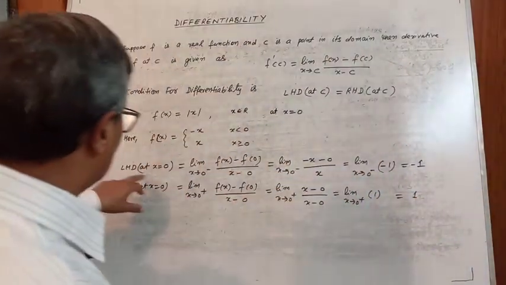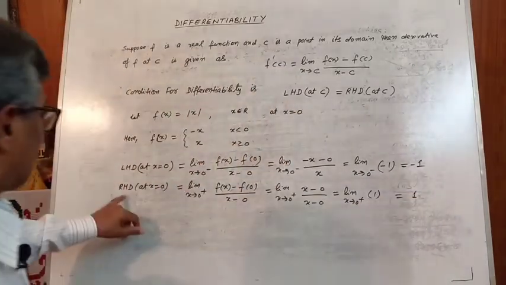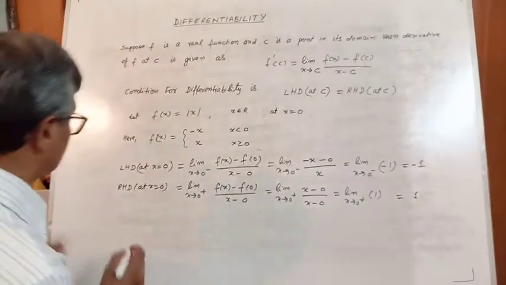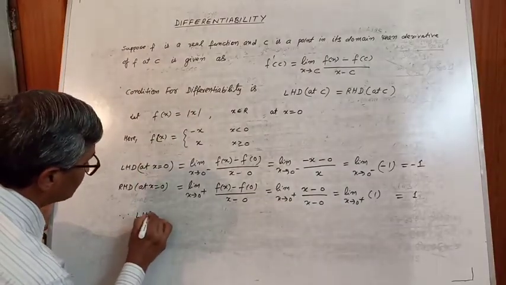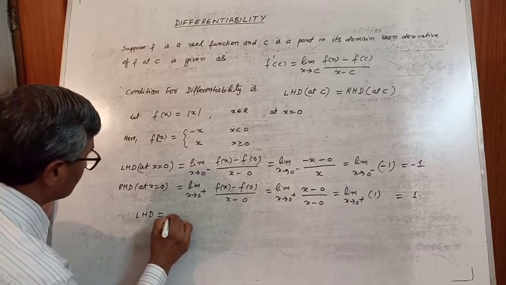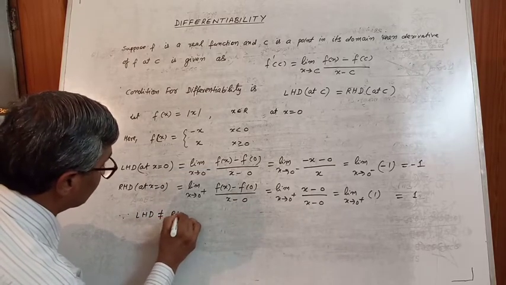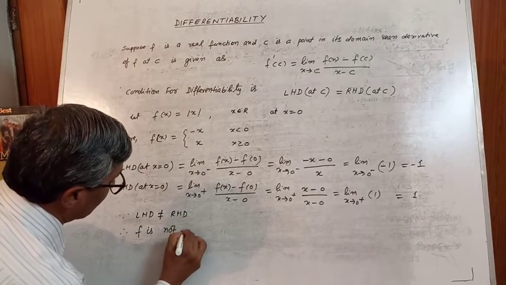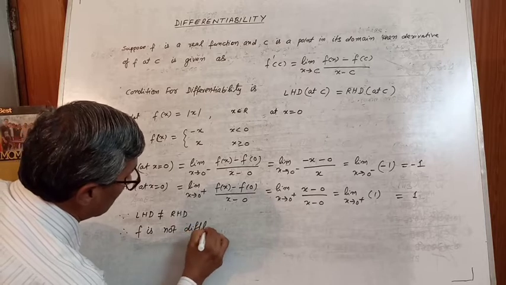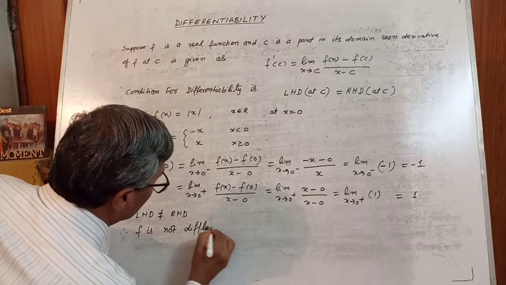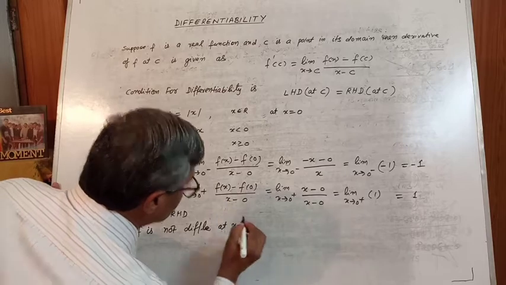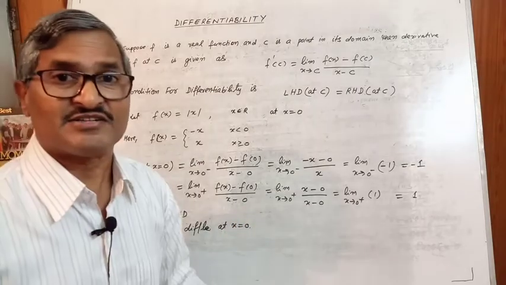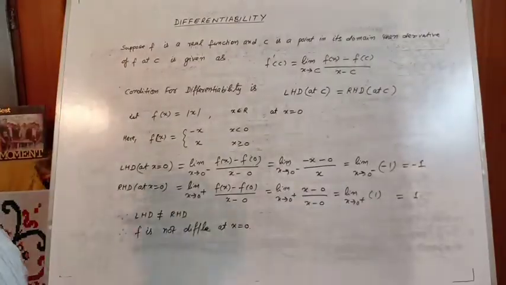Here you see the left hand derivative is minus 1 and the right hand derivative is 1. So the two limits are not equal, since the LHD, left hand derivative, is not equal to the right hand derivative. Therefore f is not differentiable at x equal to 0. This is the condition; in this function we are not getting differentiability. Next function.